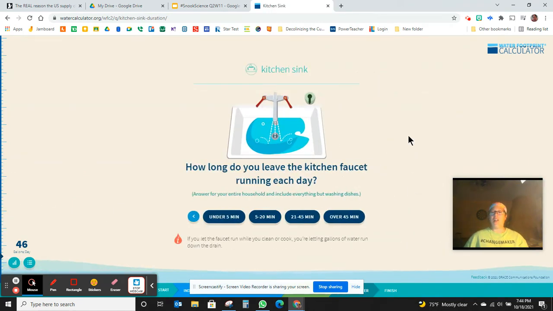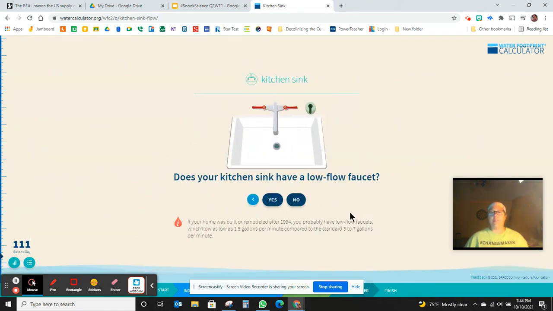All right, how long do I leave the kitchen faucet running each day? Unfortunately, I do hand wash my dishes and I try to do them really fast. So I'm going to say 5 to 20 minutes because on the weekends I do more dishes. So I'm just going to click that. Does my kitchen sink have a low flow faucet? It actually does. I have a special little aerator on there. I happen to know that. So I'm going to hit yes. You may not know it, so hit no.